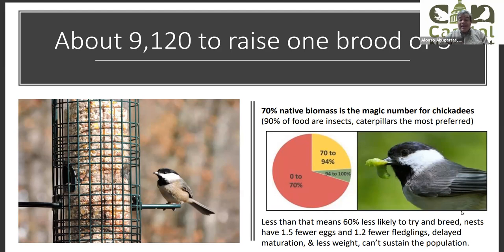So again, the magic number we think of, at least for Carolina chickadees, is 70% of the bird's territory being native plants. And it takes about 9,120 insects, mostly caterpillars, to raise one brood of three little chickadees. That's just an example of how it goes. If there aren't any questions, I'll continue on. But if there are any questions about what I mentioned, the importance of native plants, and how dependent wildlife is on these interconnections with host plants and so forth, feel free to ask.